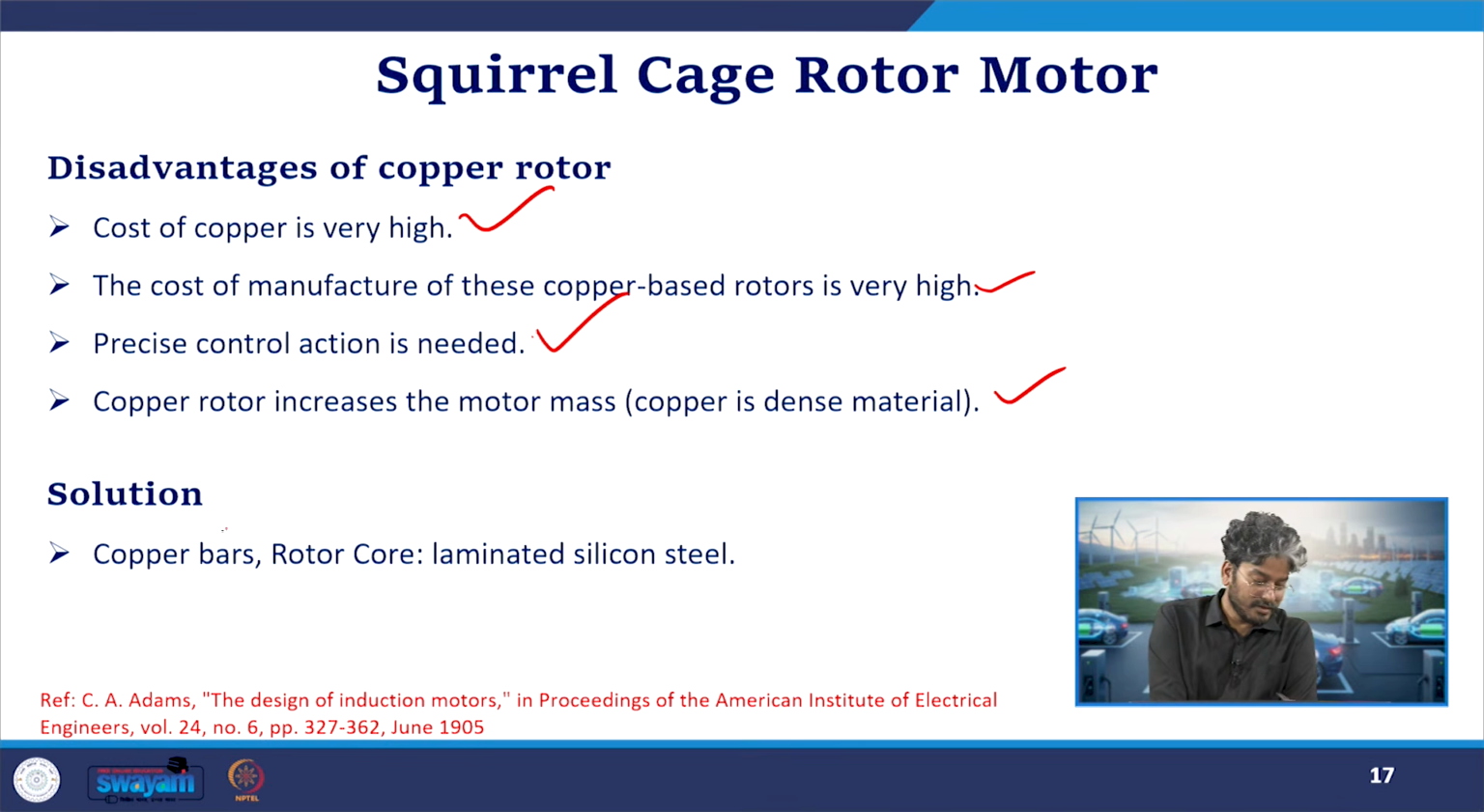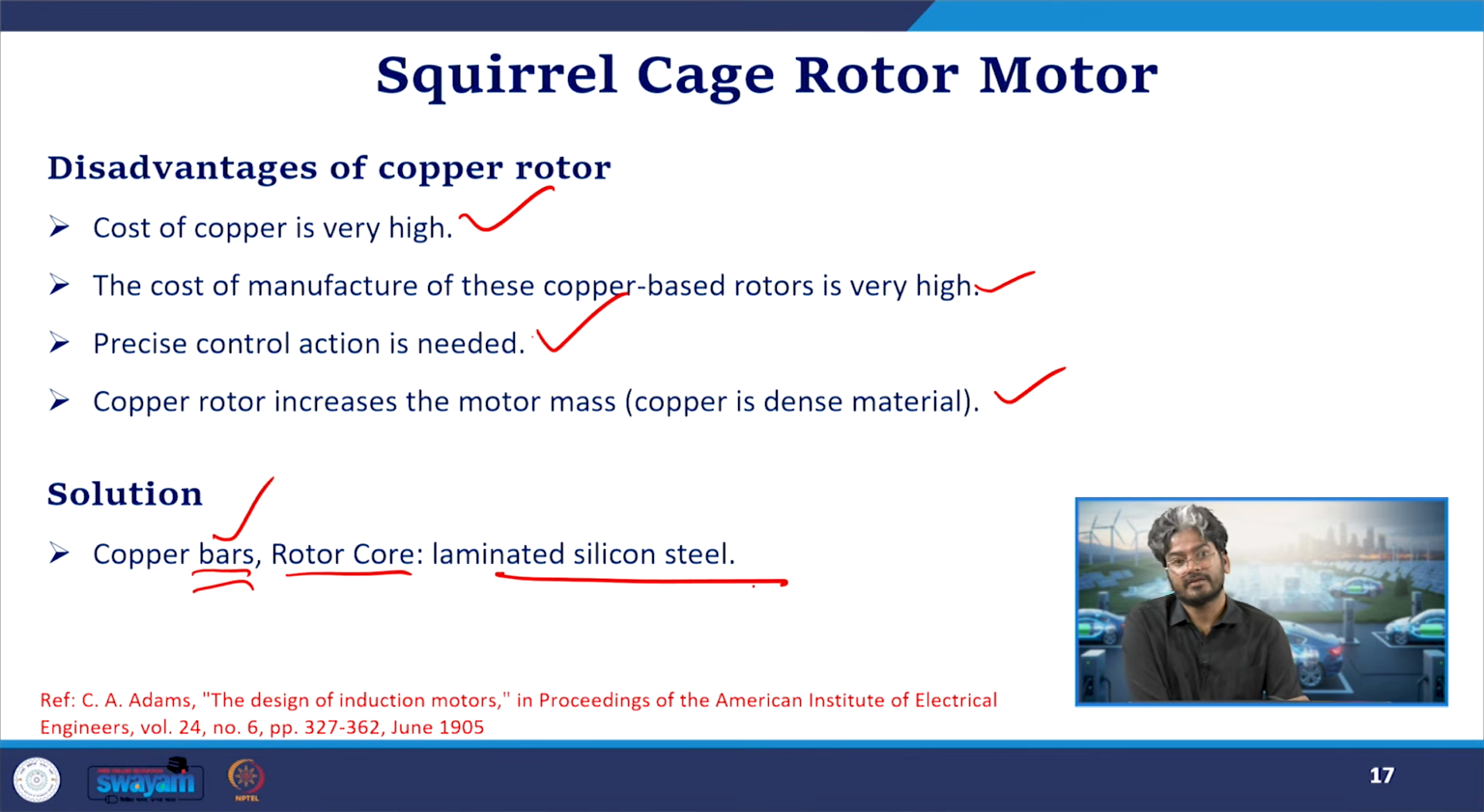Solution, we will be using only the bars. So the bars which will be used inside the rotor will be made of copper, whereas the rotor core will be made of laminated silicon steel. Okay. So when we go for a 100% copper rotor, the obvious advantages are efficiency will be better, performance will be better, but the cost will be very high.